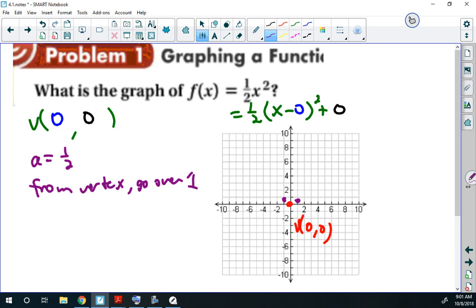Here's where it gets weird. Here's where people don't understand. If we were graphing the parent function, we're not, but if we were, we know that the parent function, y equals x squared, would go over 2 and up 4, right? But we're not graphing that one. We're only going to be going up half as high. So when we go over 2, how far up are we really going? Half of what we normally would. Half of 4, which is going to be 2.